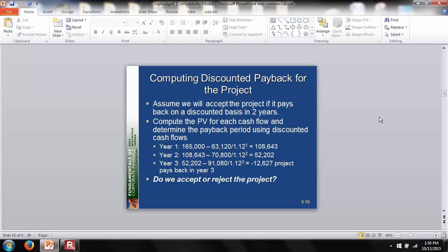So what we find here is that in general, when you look at the discounted payback, it takes more time to recover our investment. And the reason why it takes more time is because we are using the present value of each cash flow. And typically, the present value of each cash flow is smaller than the cash flow itself.